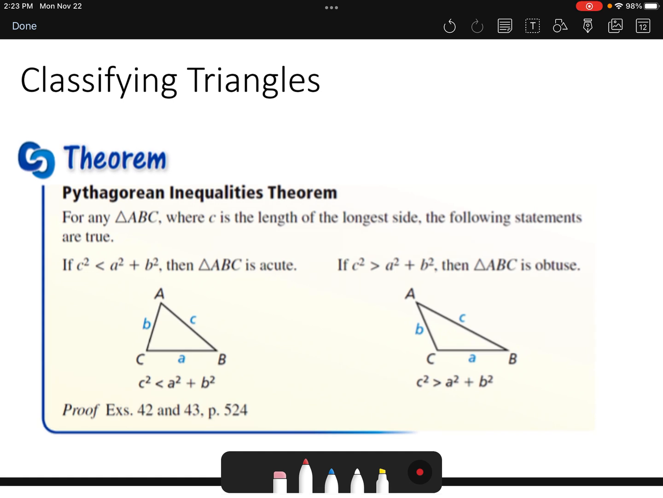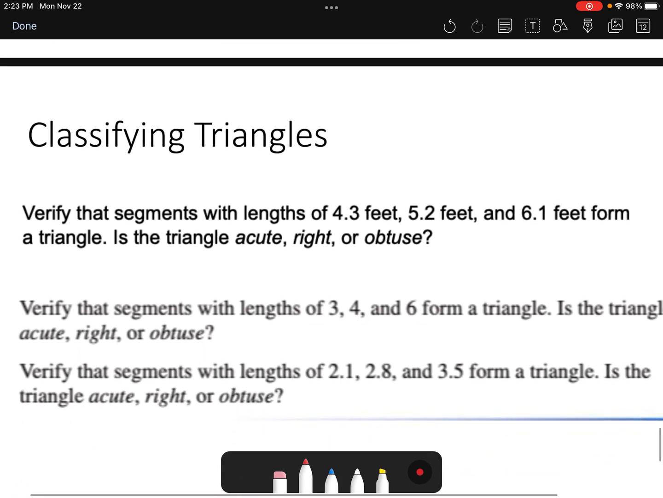Okay, now, we can also classify those triangles. So let's say that we're going to check to see if they're right angles, but we could also see if they're acute or obtuse. If it's acute, the hypotenuse squared is less than the sum of the legs squared. But if the hypotenuse squared is more than the sum of the legs squared, it's obtuse. Huh, interesting. Bet you didn't know that.